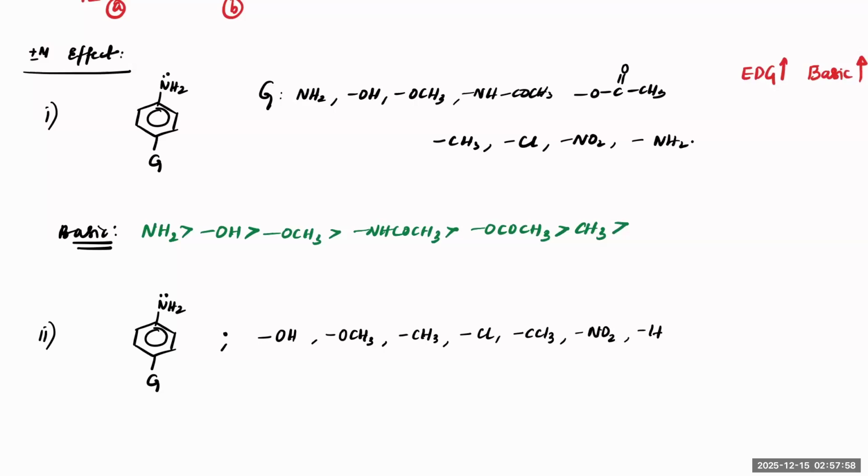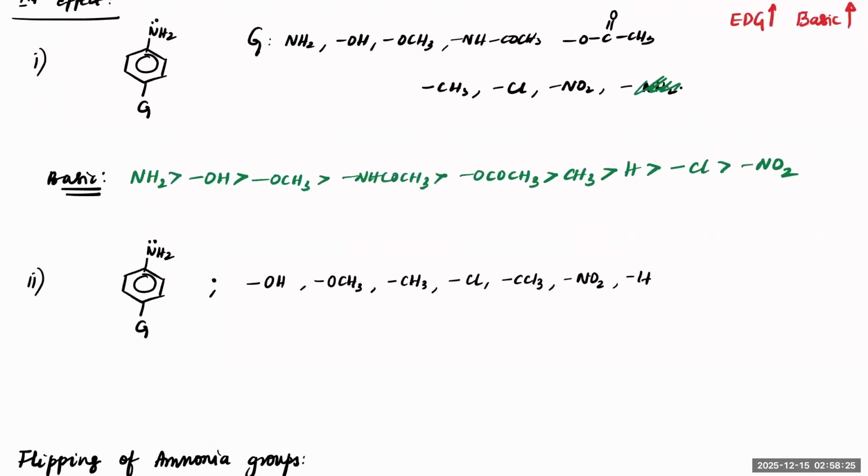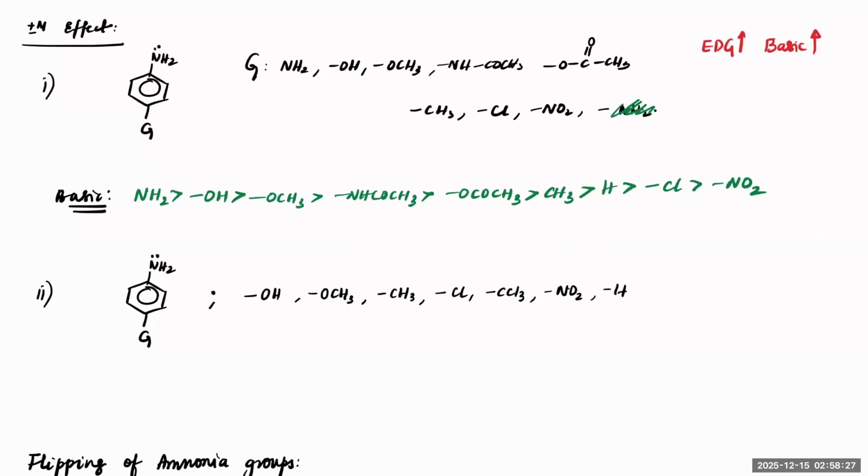So up to this, they are all donating. Then comes hydrogen, that means no group. And thereafter, we will have here NO2, which came multiple times, only one time. Then we have chlorine, and the least one will be nitro. So that is the least basic form. So I guess the plus M minus M is clear.